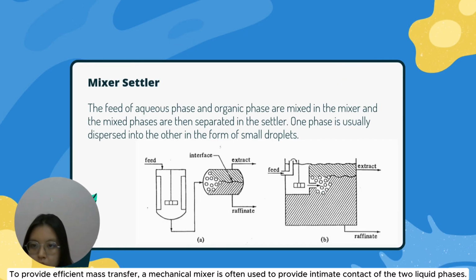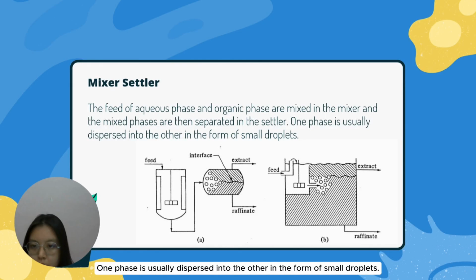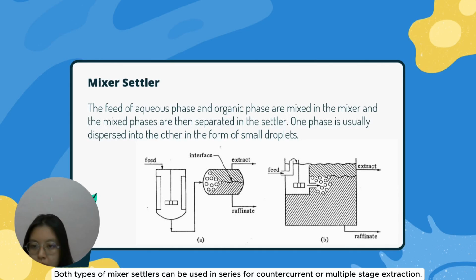To provide efficient mass transfer, a mechanical mixer is often used to provide intimate contact of the two liquid phases. The feed of aqueous phase and organic phase are mixed in a mixer, and the mixed phases are then separated in a settler. One phase is usually dispersed into the other in the form of small droplets. Sufficient time of contact should be provided for the extraction to take place. Small droplets produce large interfacial areas and faster extraction. Both types of mixer settlers can be used in series for countercurrent or multiple stage extraction.